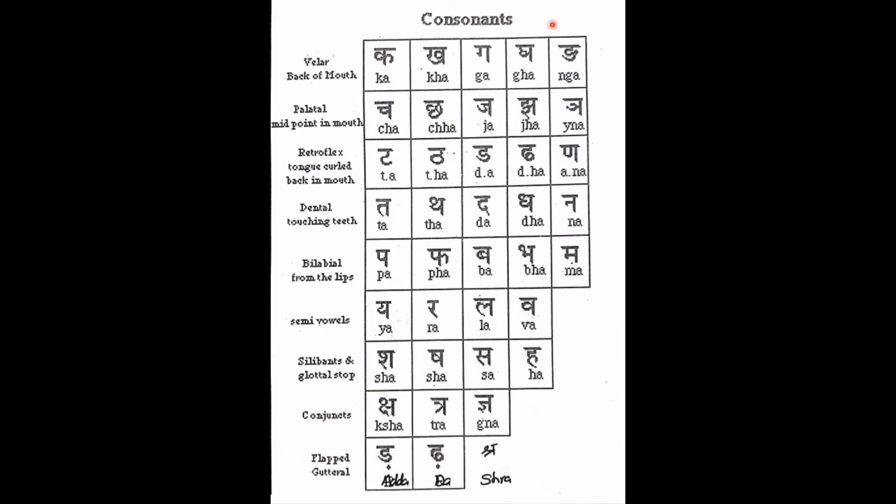You should know this: ka, kha, ga, gha, nga, cha, chha, ja, jha, nya, ta, tha, da, dha, na, ta, tha, da, dha, na, pa, pha, ba, bha, ma. Ya, ra, la, va. Sha, sha, sa, ha. Ksha, tra, gya, shra, da, ada. Right? So you have to know this. This will be enough.